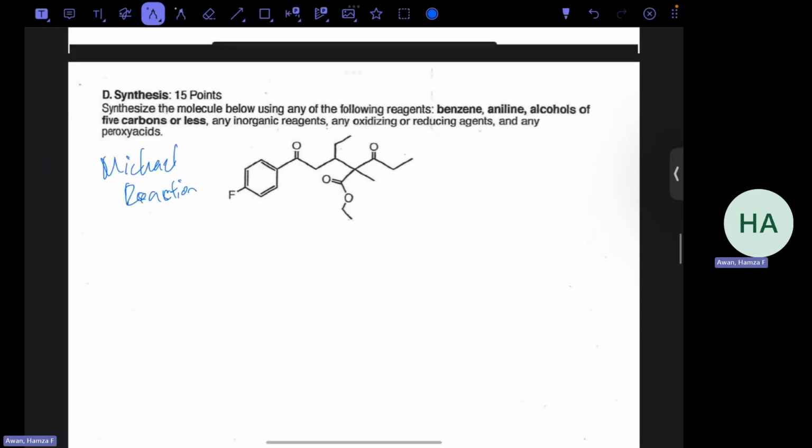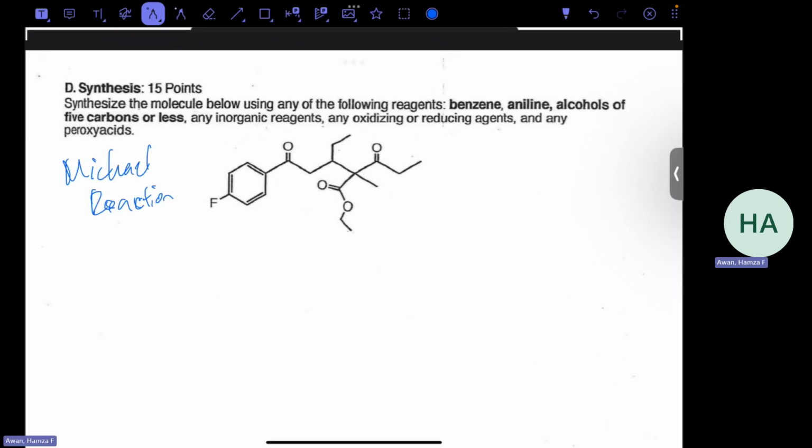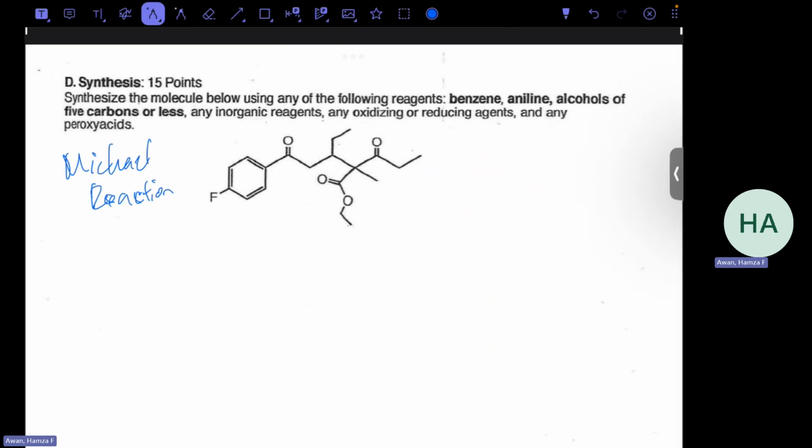I'm just joking. Okay, so the first thing we want to do whenever we have Michael, we want to look at what the donors and the acceptors are. Donor and acceptor. So whenever we have a donor, I don't have them all memorized, but if we look at this, we have a beta keto ester, right? If we look at it like this, we have an alpha beta keto ester.